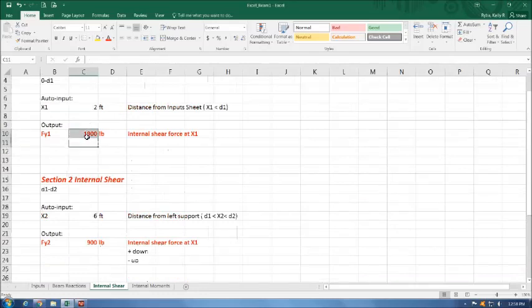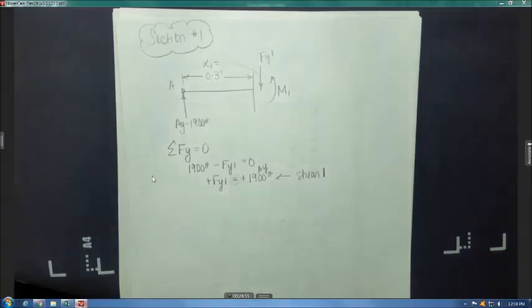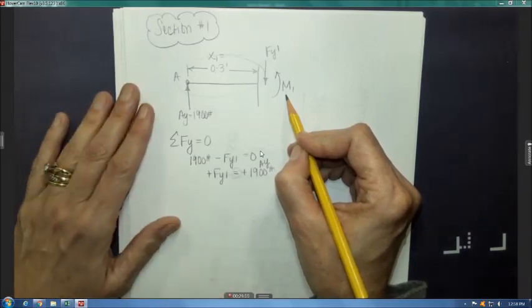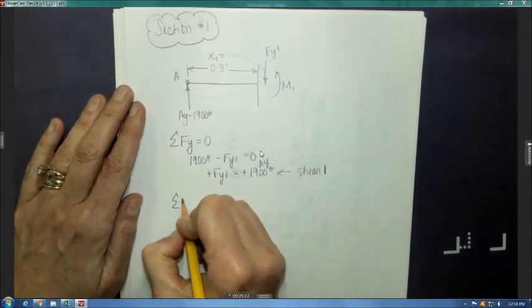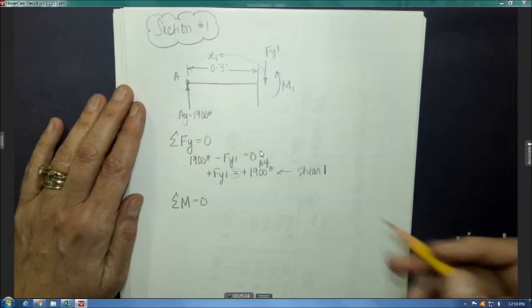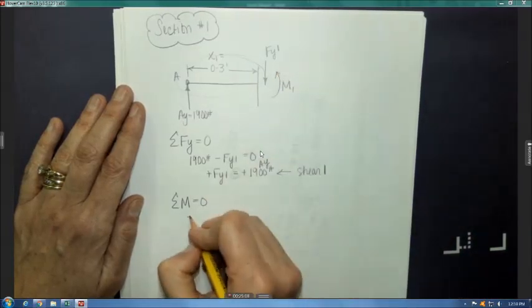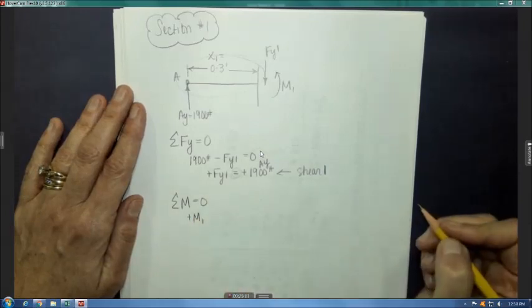All right. Now, as we go down below, we're going to go to the next section. But I'm not going to worry about the shear right now. I'm going to finish up section 1 and do the moment, so we'll see how the moment is set up. I'm going to solve for that other internal reaction, which is M1. So I'm going to sum my moments equal to 0. The first thing I'm going to put in here is M1. M1 is going in a positive direction because it's going counterclockwise.